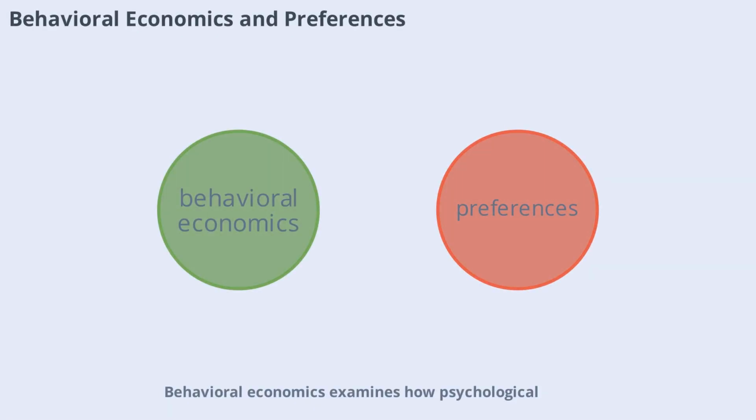Behavioral economics examines how psychological factors influence preferences and utility. For example, people may exhibit loss aversion, valuing losses more than equivalent gains, or be influenced by framing effects. These insights challenge the assumption of perfectly rational consumers and enrich our understanding of real-world decision-making.